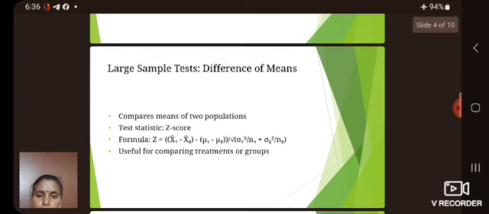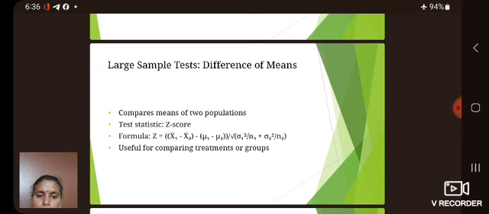Next we see the large sample test in case of difference of means. It is used to compare means of two populations. Test statistic is z score. Formula: z equals x1 bar minus x2 bar minus mu1 minus mu2, divided by the square root of sigma 1 square by n1 plus sigma 2 square by n2. It is useful for comparing treatments or groups.